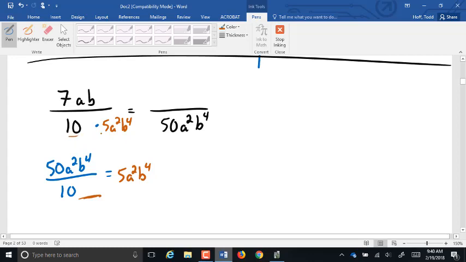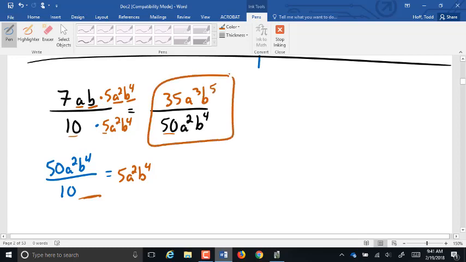Now again, we're going to double check. 10 times 5 is 50. And then the a squared b to the fourth is nothing to combine with. So that does give us the 50 a squared b to the fourth. Now we're going to multiply the top times 5 a squared b to the fourth. What is 7 times 5? 35. What's a times a squared? A to the third, and b times b to the fourth, b to the fifth. So 35 a to the third, b to the fifth over 50 a squared b to the fourth is equivalent to 7ab over 10.